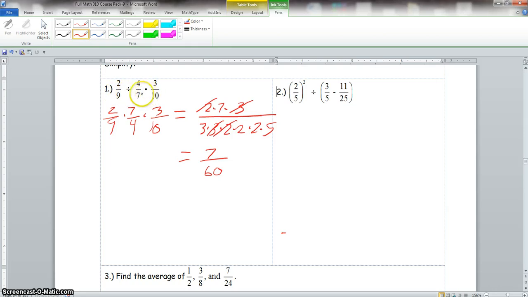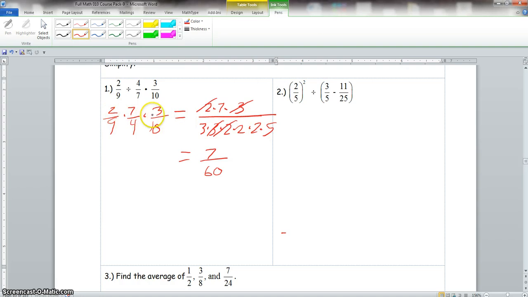we had division and multiplication. So since both of them had the same rank, we do whichever one comes first from left to right, and division did. So we bring our 2/9 down, we change division to multiplication, take the reciprocal of the second fraction, which will make it 7/4, and we could bring down our times 3 over 10. Now since this is all multiplication, we could write all of the prime factorizations for your numerator, all of the prime factorizations for your denominator.